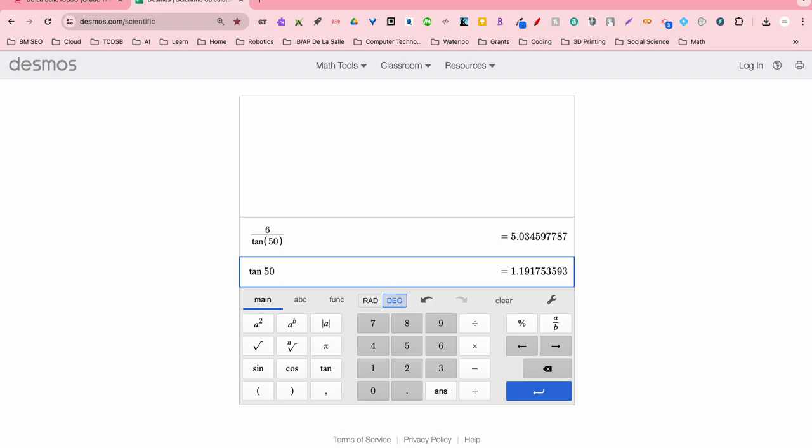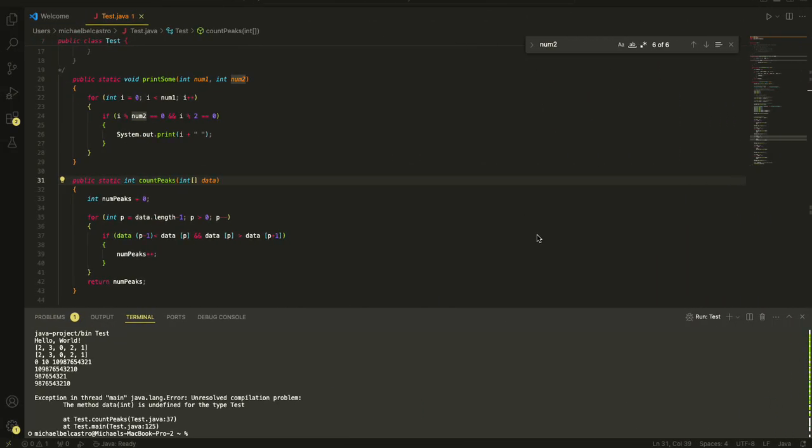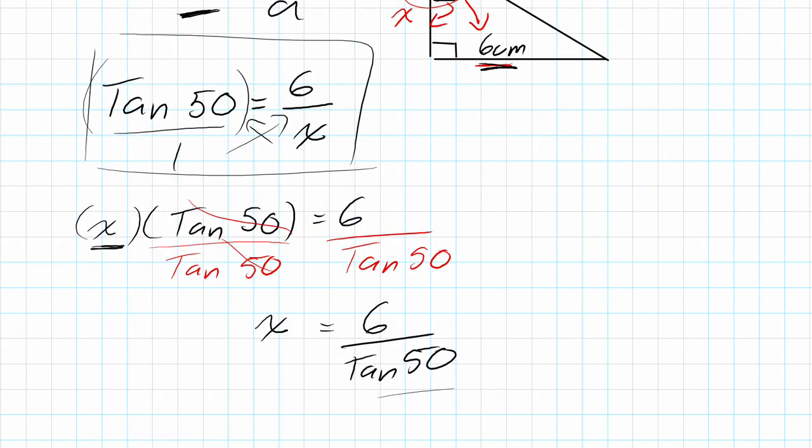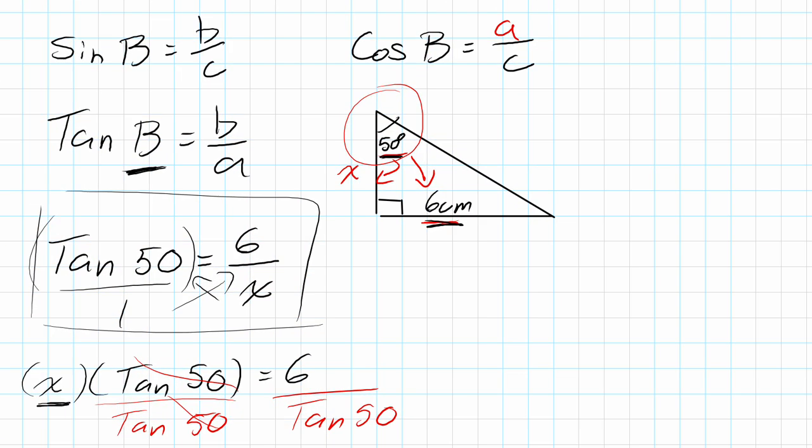So we've just figured out above it's 5.03. X is equal to, in this case, our answer, X was equal to 5.03. So if we go back over and take a look, this side here is 5.03. Okay, that works out. I could use Pythagorean's theorem, but I'm going to try another ratio.